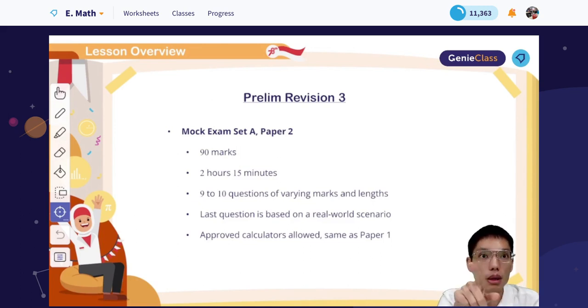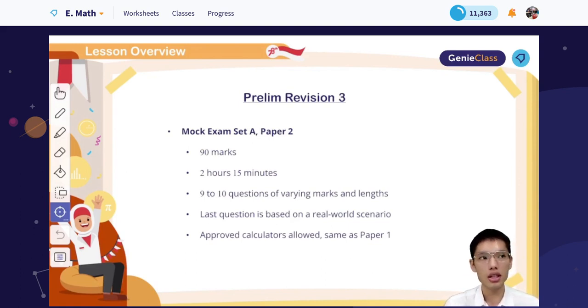Lastly, for paper 2, usually the last question is based on a real world scenario, which is not the case for this lesson, because we will only be going through the first half, so you will not see the last question. If you want to see the last question, stay tuned for next week's lesson.